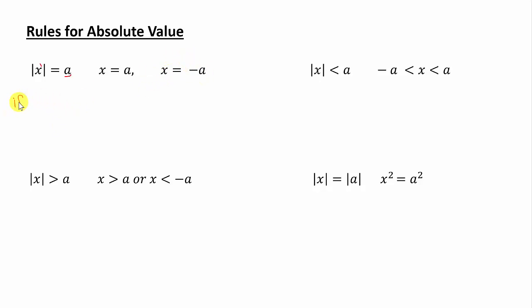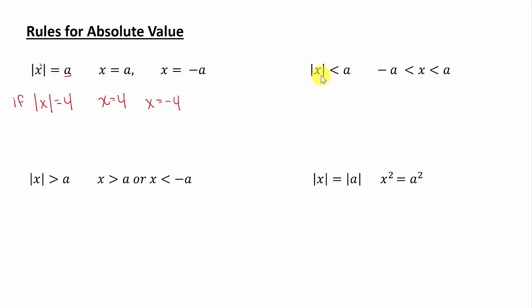For example, if the absolute value of x is equal to, let's say, 4, then it makes sense that x can be positive 4, because if I plug 4 in here, the absolute value of positive 4 is 4, or x can be negative 4 because the absolute value of negative 4 is 4. So that's our general statement for equals.